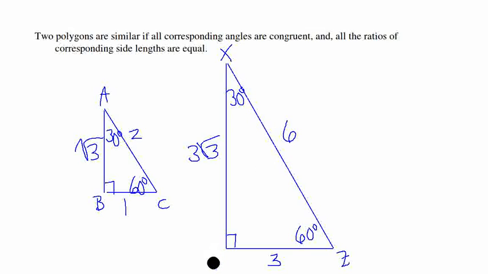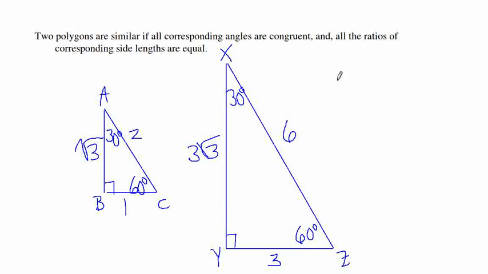All right, so I've drawn two triangles, ABC and XYZ. And I've also identified the measures of the 3 angles of each of the triangles and the 3 side lengths of each of the triangles. All right. Now, to confirm that these 2 triangles are similar, we would do the following.